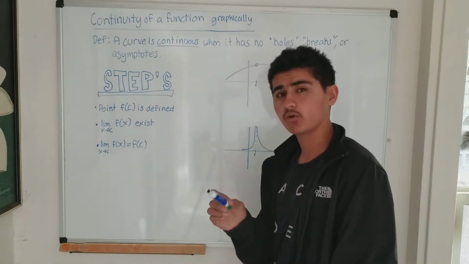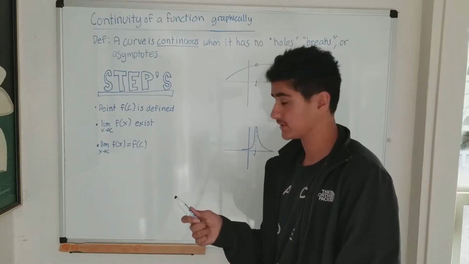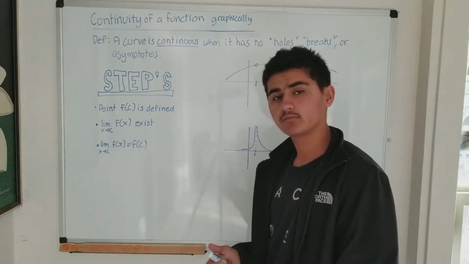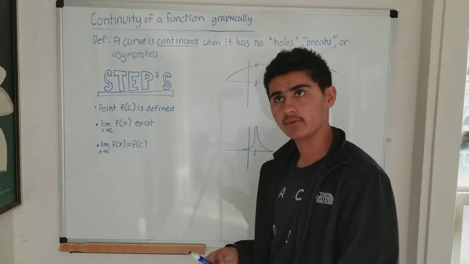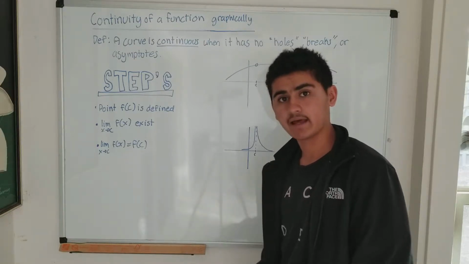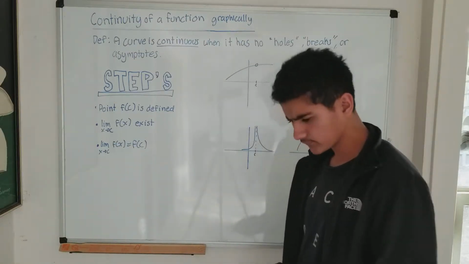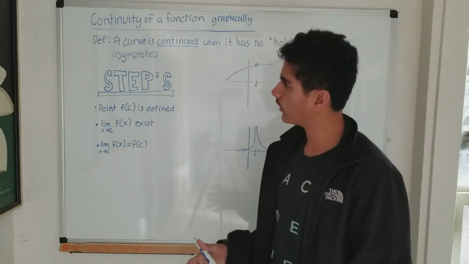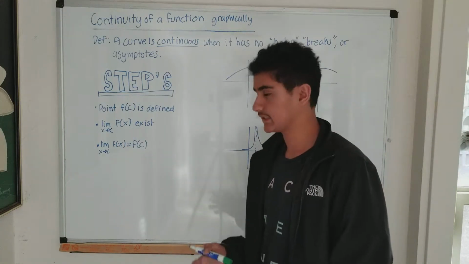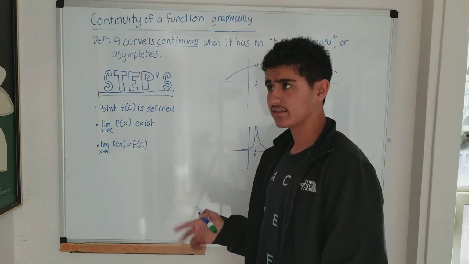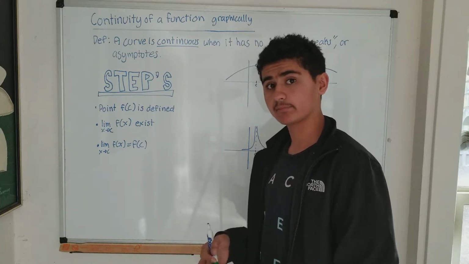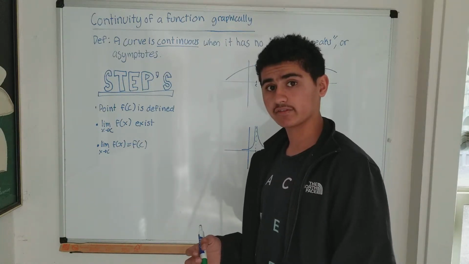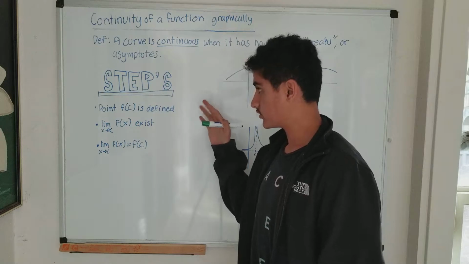Now I will explain what holes and breaks are in just a few moments, but I hope you guys are familiar with the term asymptotes from algebra and other math classes you might have taken. So that's the definition of what continuity is. Now what we're going to look at are the steps, or the things you need to look at before confirming whether the graph is continuous or not.